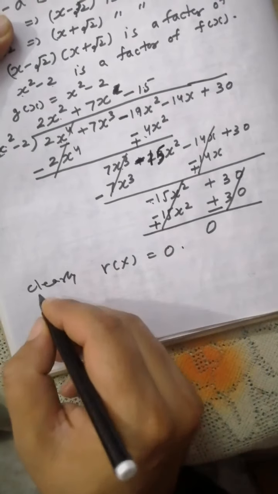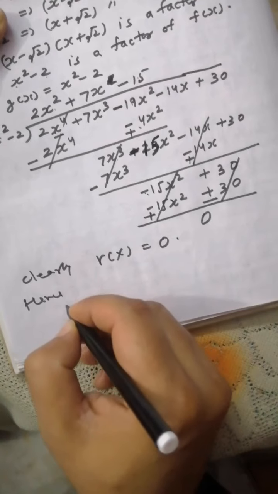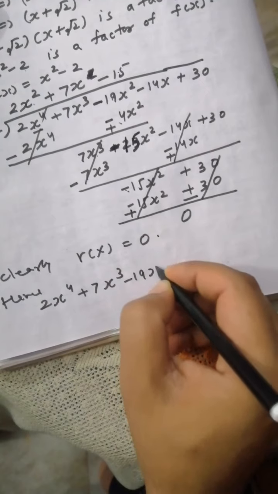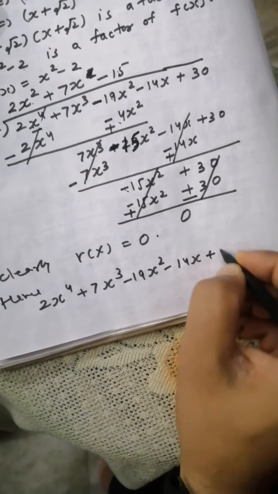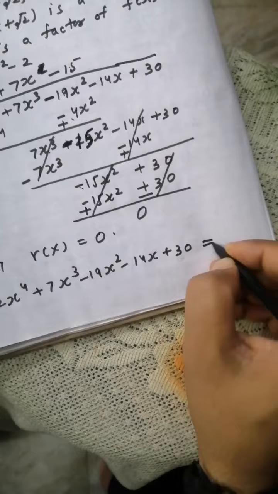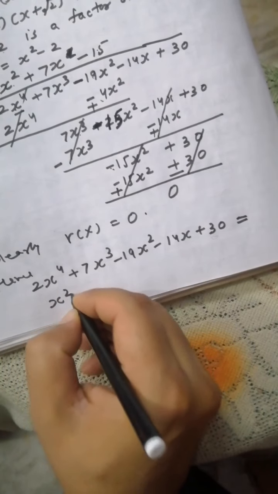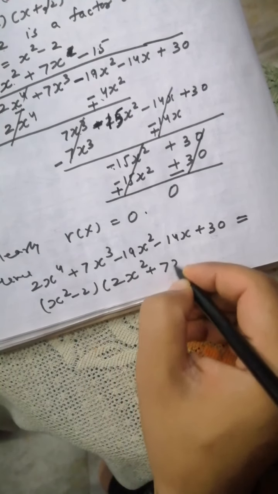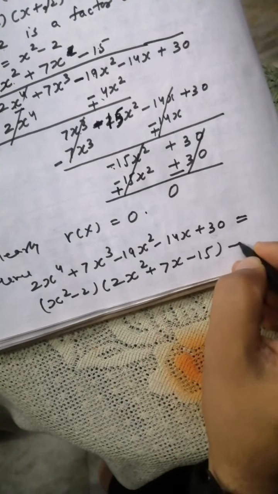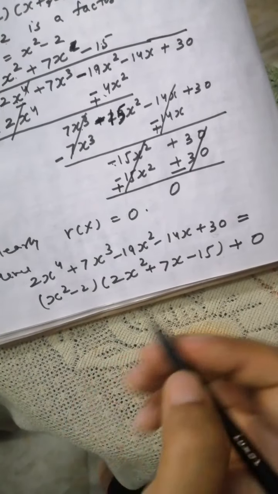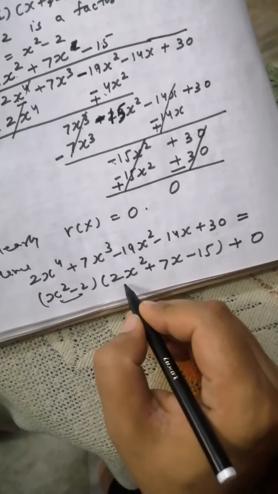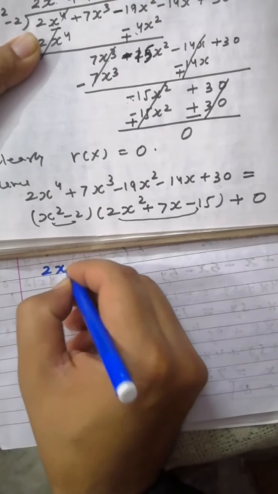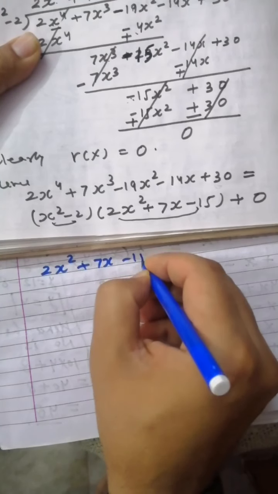So now we can write that hence 2x to the power 4 plus 7x to the power 3 minus 19x to the power 2 minus 14x plus 30. It means f(x) equals x square minus 2 into 2x to the power 2 plus 7x minus 15, plus remainder 0. So here you can see now two roots we got from there. Now we have to solve this part only. Here it is 2x to the power 2 plus 7x minus 15 equals 0.